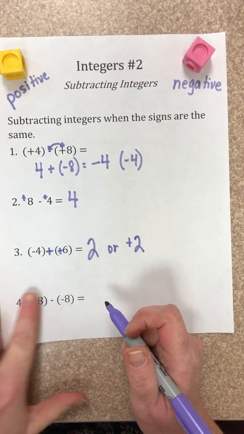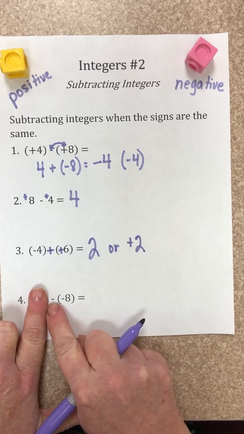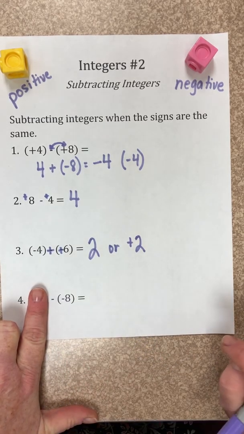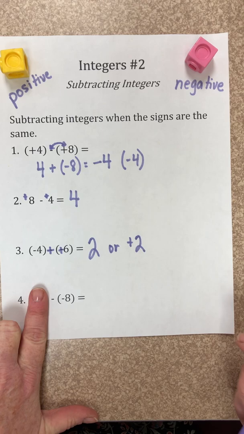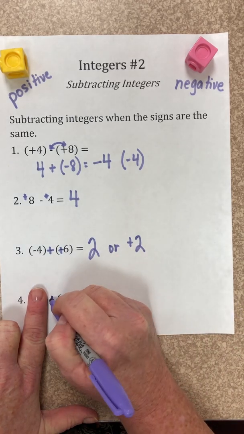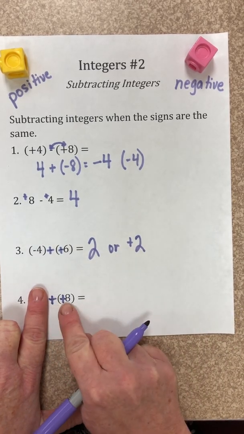So let's look at how you read this correctly. And again, I'm going to just not look at the first integer. This is the opposite of negative 8. What is the opposite of a negative 8? Well, that's a positive 8. So the little trick here is to make those both plus signs.